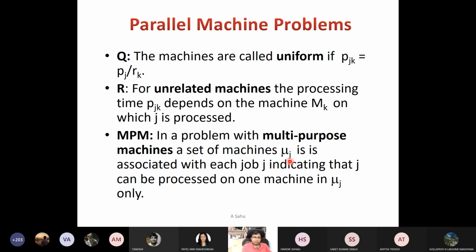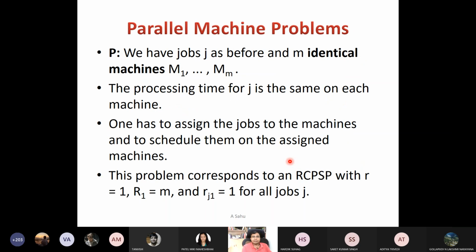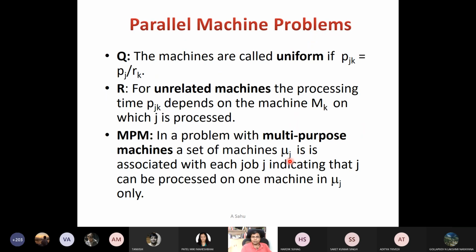So for the parallel machine problem, we have P, which we have already defined, where we have J jobs and identical machines. Now we introduce another term, Q. The machines are called uniform if Pjk is equal to Pj by Rk. That means all are similar machines, identical machines but with different speed. They differ in terms of speed. So these are uniform machines.